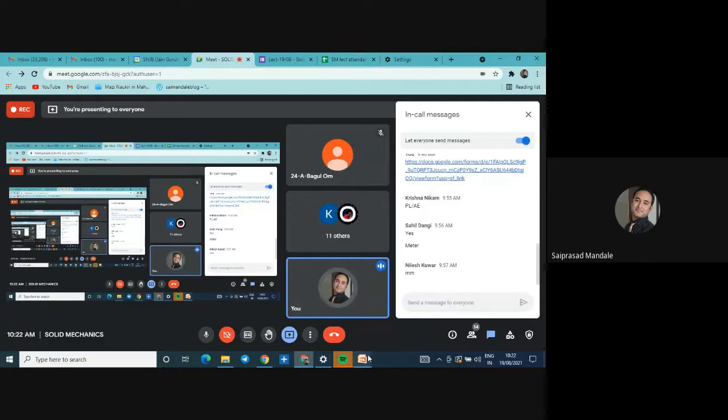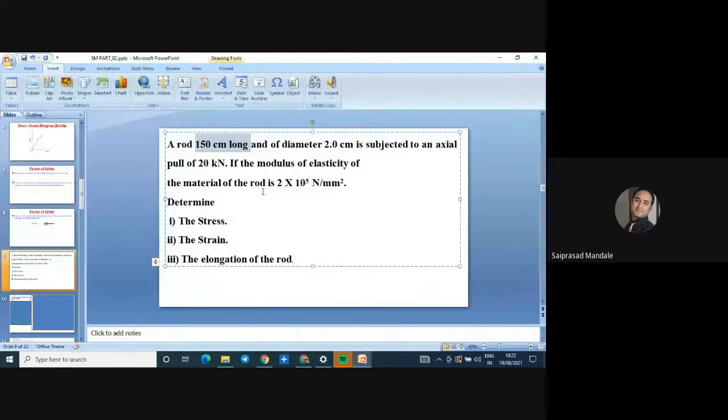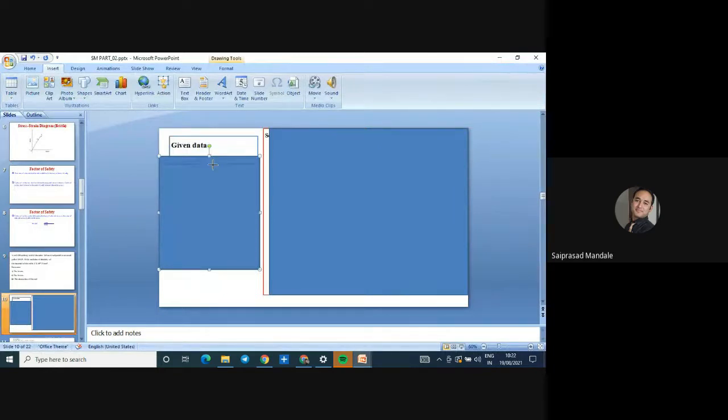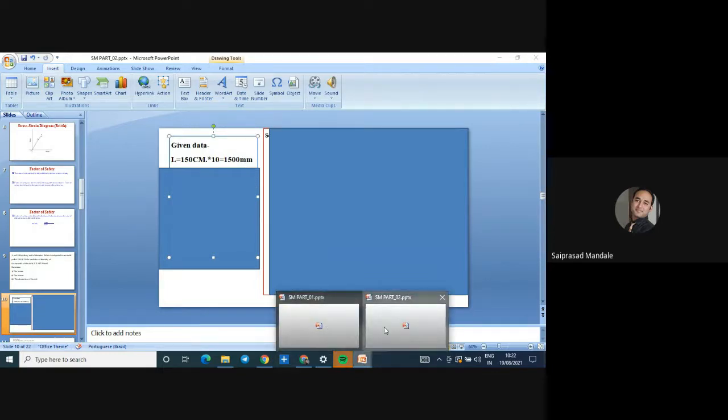So what are we doing? We have to convert 150 centimeter into mm. So what we have to do? We have to multiply 150 into 10. So the answer is 1500 mm. Okay. Next, what is given to us?